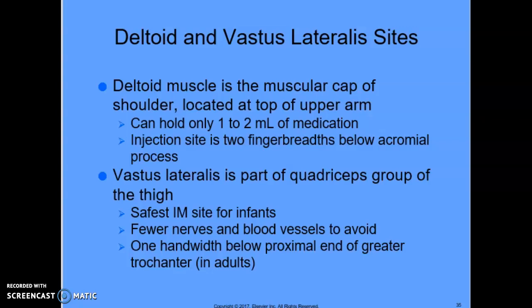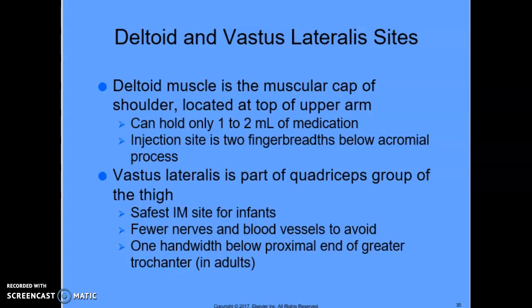The recommended site for vastus lateralis injections in infants and children is below the greater trochanter of the femur, but within the upper lateral quadrant of the thigh. Okay, so I'm going to say that again. The recommended site for the vastus lateralis injection in infants and children is below the greater trochanter of the femur, but within the upper lateral quadrant of the thigh. And again, without being able to visually look at this, it's much harder to understand. So we will definitely look at this in lab.